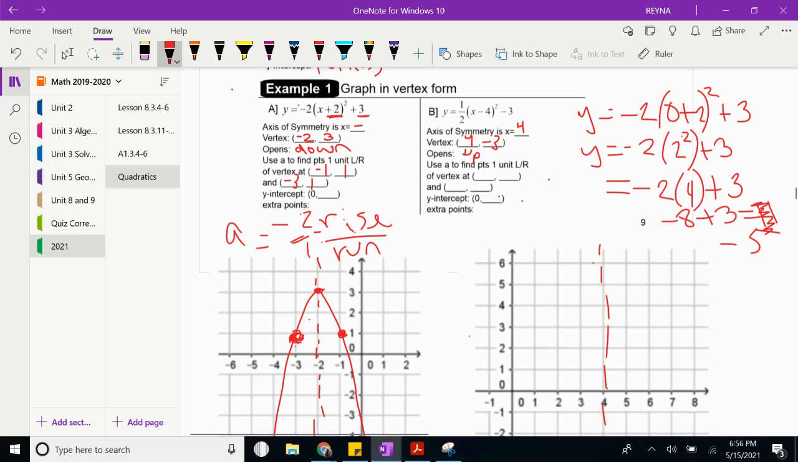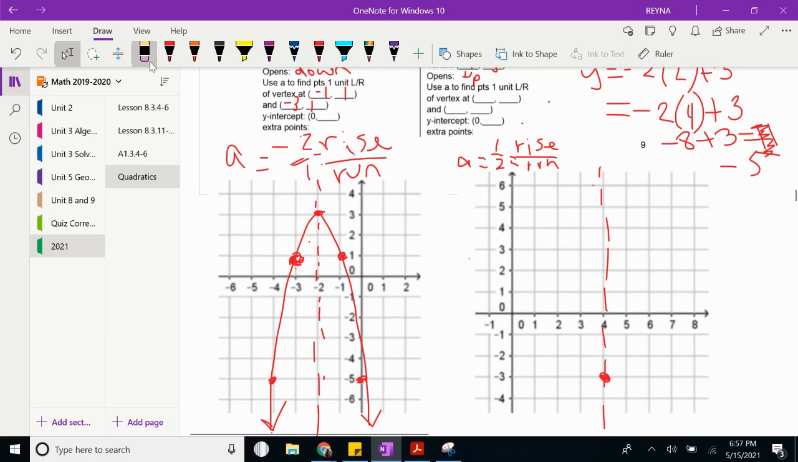Okay, and then now we're going to use our a as our slope. So our a here is 1/2. And we're going to use this as our rise and our run. Okay, so starting at our vertex, we're going to go up 1 box and to the right 2 boxes. So up 1 box, to the right 2 boxes.